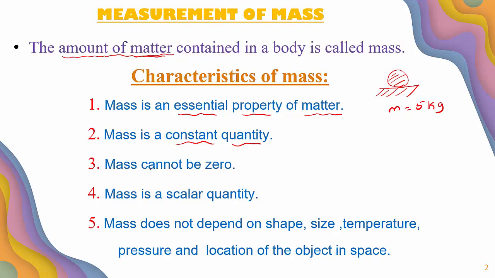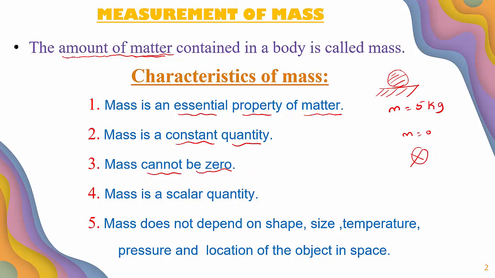Then come to the third one. Mass cannot be zero. Suppose if mass m equal to 0, then there is no object. If there is an object, if there is a matter, then it should have certain mass. That may be very less or that may be greater. But if there is an object, it should have certain mass. That's why mass cannot be zero. If mass equal to 0, then there is no matter.